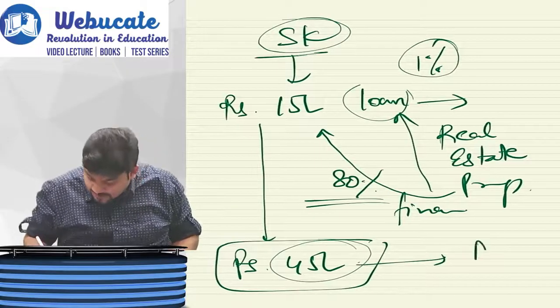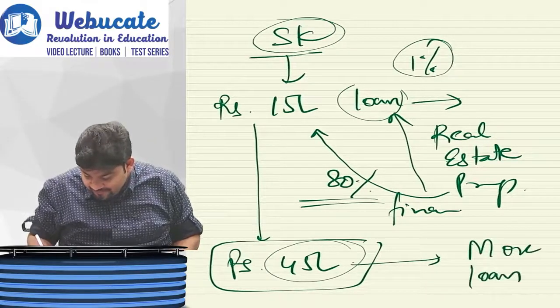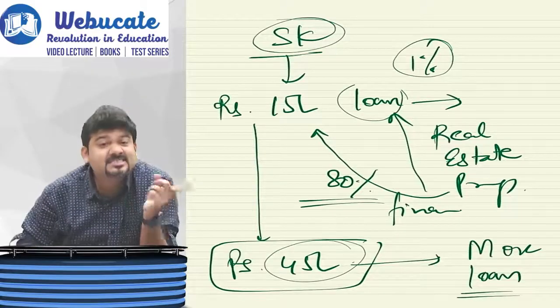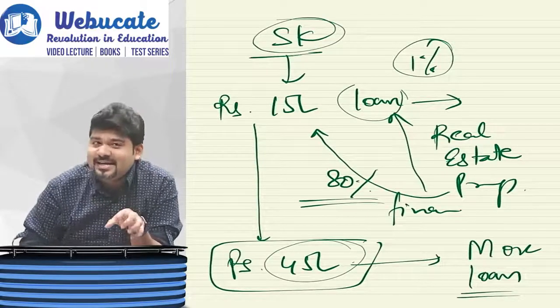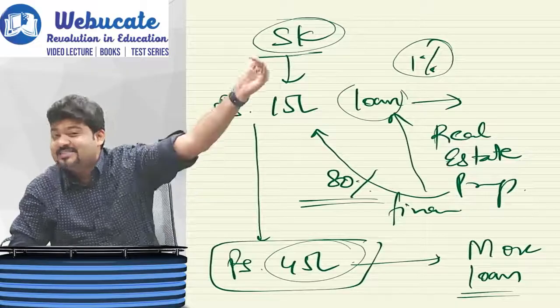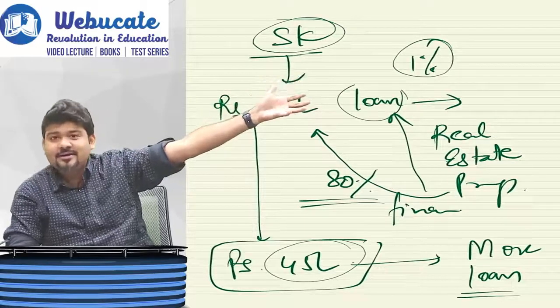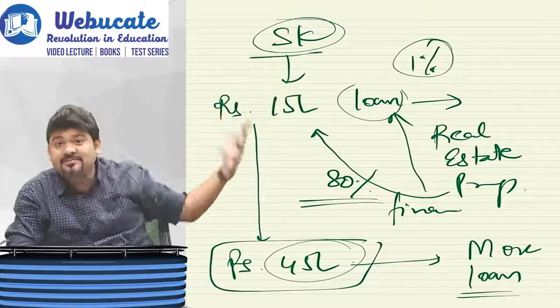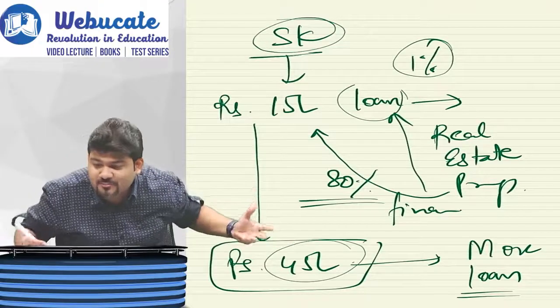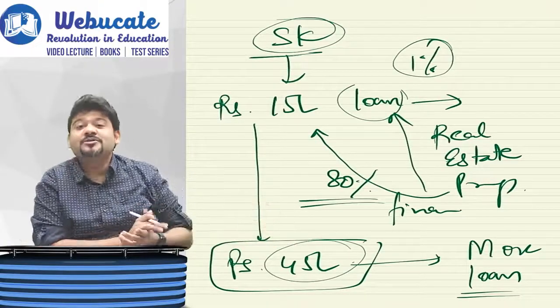And as a result, I started taking more loans. Why? Now imagine, I have taken a loan, and the value of the property has increased three times. Will I not be interested to invest more in this kind of investment, like real estate? It is booming. In no time it has given me three times returns. So I will take more loans and I will try to invest more in property.